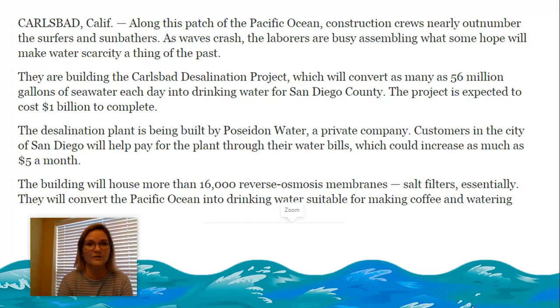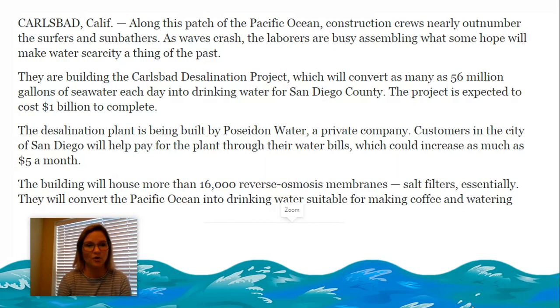Carlsbad, California. Along this patch of the Pacific Ocean, construction crews nearly outnumber the surfers and sunbathers. As waves crash, the laborers are busy assembling what some hope will make water scarcity a thing of the past. They are building the Carlsbad Desalination Project, which will convert as many as 56 million gallons of seawater each day into drinking water for San Diego counties. The project is expected to cost $1 billion to complete. The desalination plant is being built by Poseidon Water, a private company.